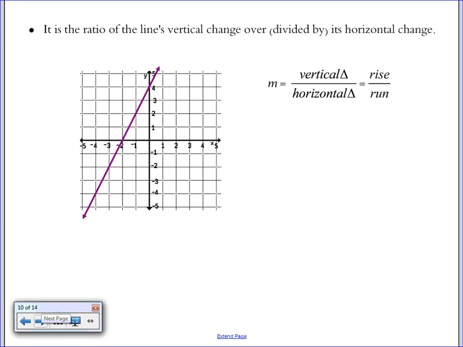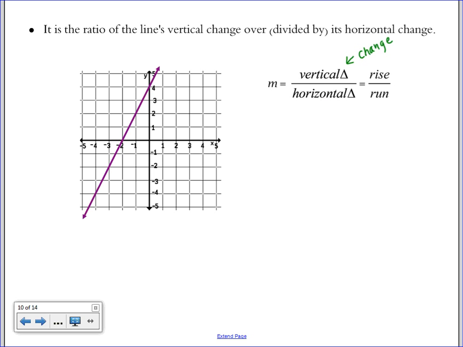Slope can be calculated by doing a ratio. So the constant that represents the slope of a line is the ratio of the line's vertical change divided by its horizontal change. Sometimes you see that written as vertical with this little triangle. That triangle is a delta, which stands for change. So vertical change over horizontal change. Sometimes that's abbreviated to rise on top and run on the bottom.